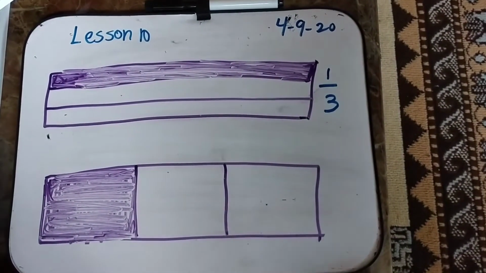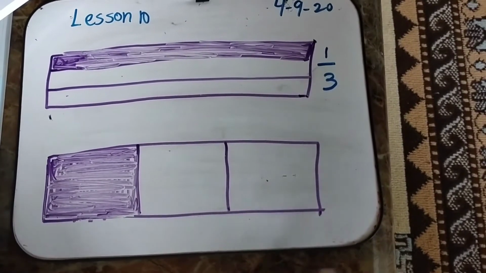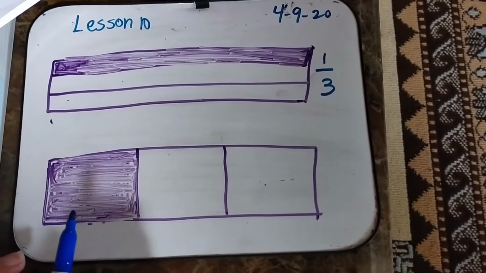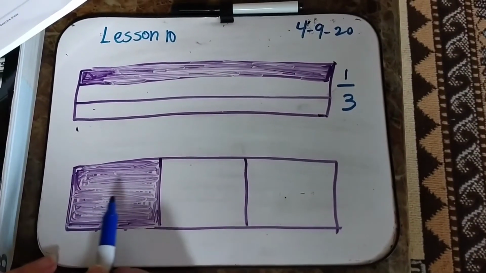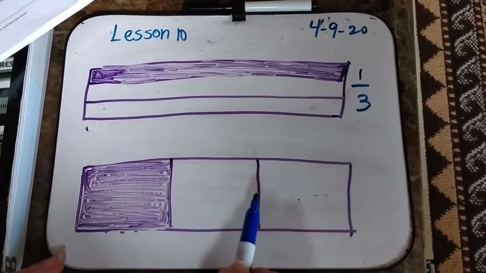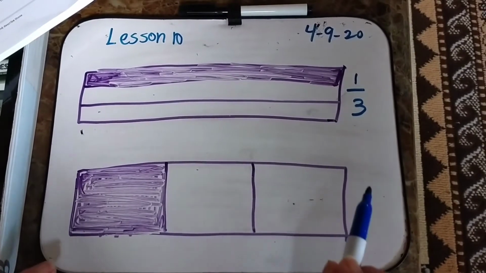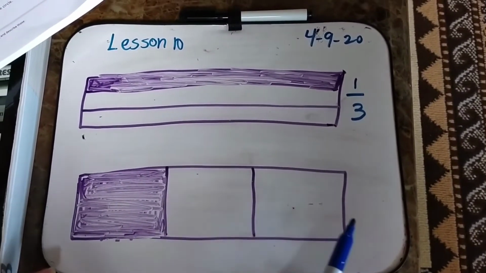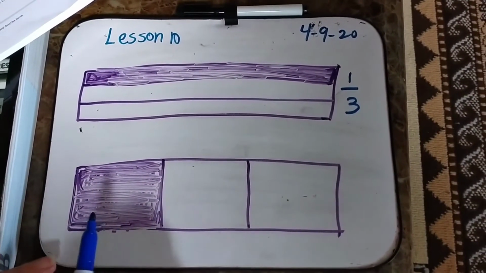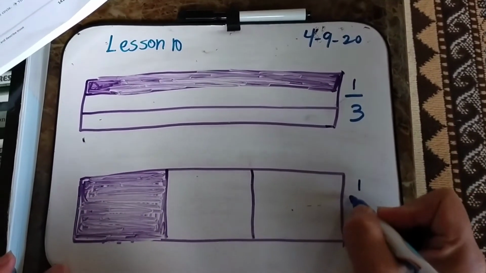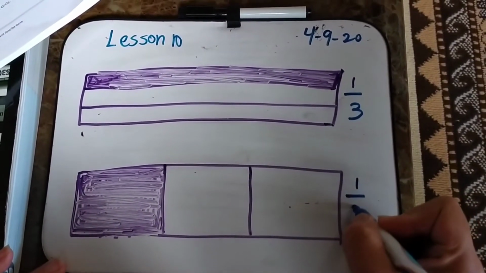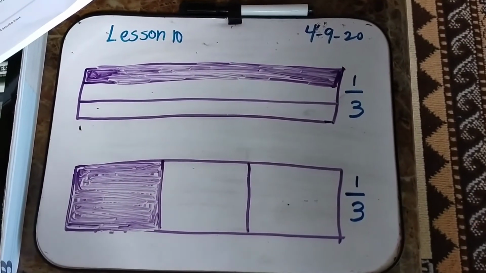Okay, now let's go to the next rectangle. Let's count the parts on this rectangle. Are you ready? One part, two parts, three parts. Again, the part that is shaded here is just one part. So I'm going to write down here, the shaded part is 1/3.